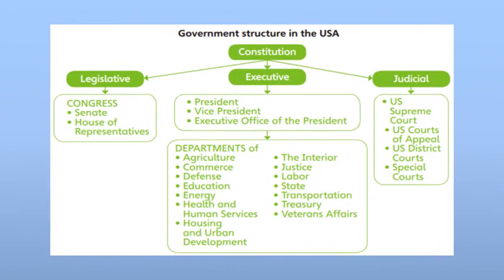This slide tells us the pattern of the government in the United States and how it is structured. From the picture, you can see that the government has three pillars. The first pillar is legislative, which is responsible for making the laws. It is represented by the Congress, which is composed of two houses: the upper house, the Senate, and the lower house, the House of Representatives.